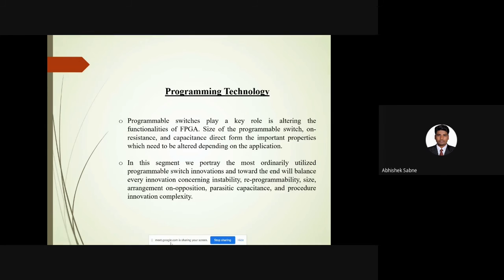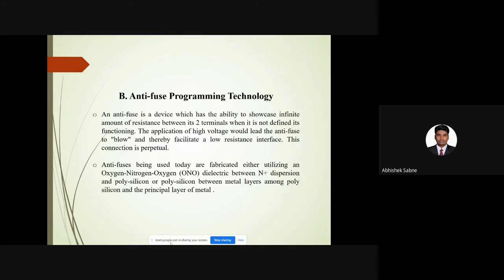Next is the anti-fuse programming technology. Anti-fuse technology is a device which has the ability to showcase an infinite amount of resistance between its two terminals. When it is not in a defined function, the application of high voltage would lead the anti-fuse to blow and thereby facilitate a low resistance interface.